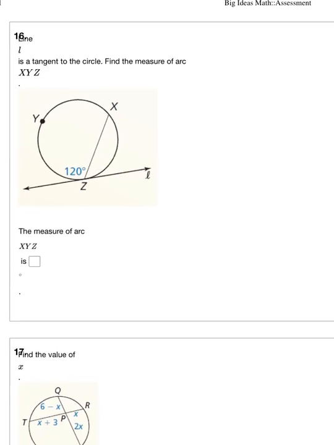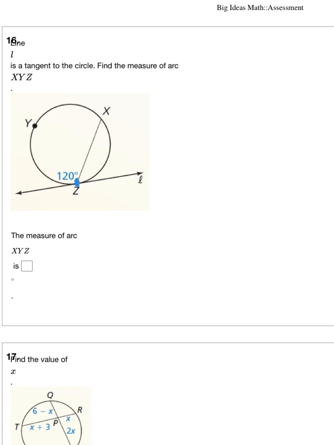Line L is tangent to the circle. That means it touches once here at Z. It's also an inscribed angle since the vertex is on the circle. It's going to be equal to half of the arc. So which arc are we looking for? X, Y, Z goes like this. And if we trace angle Z, we can see that is the arc that it intercepts.